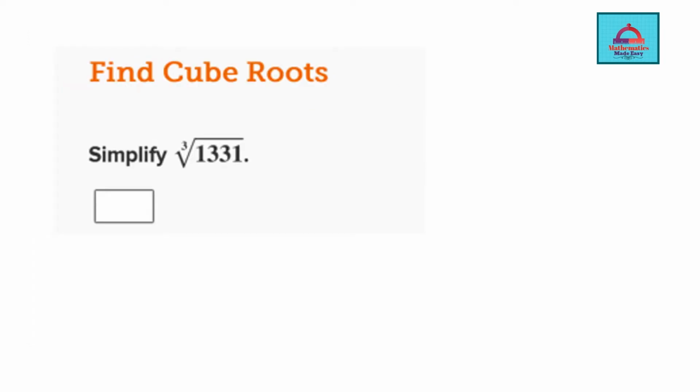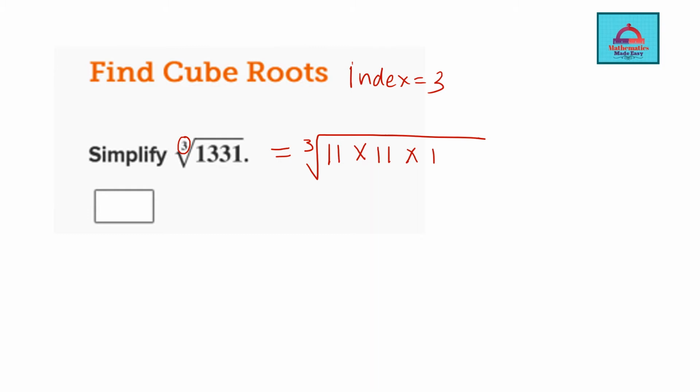Now let's move on to cube roots. I hope you remember that cube roots have index equal to 3, as you see here outside the radical, and 3 tells you that you now have to search for groups of 3. So how can I write this as groups of 3? I can write this as 11 multiplied with 11, which is 121, multiplied with 11. So I know that 11 is the cube root of 1331. So here 11 would be the answer.